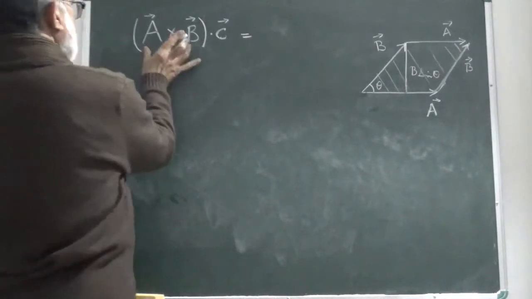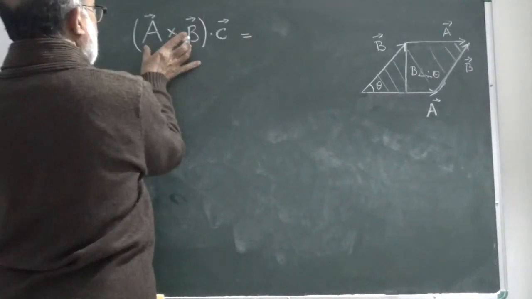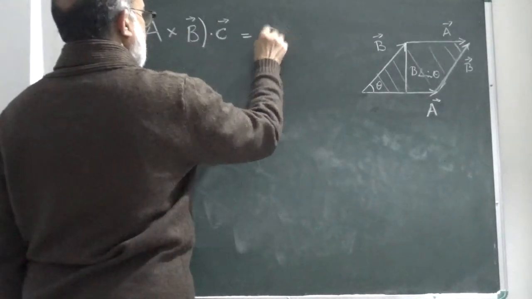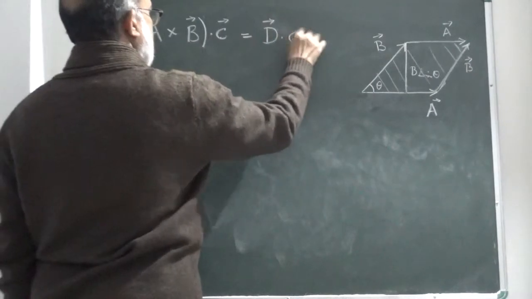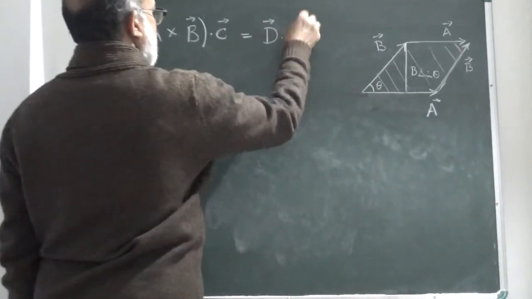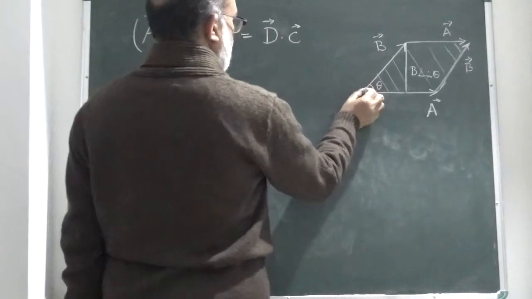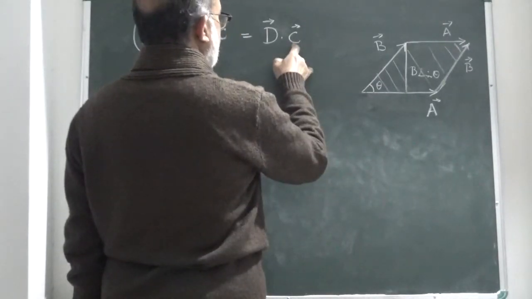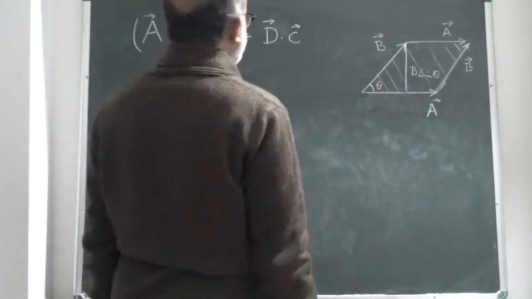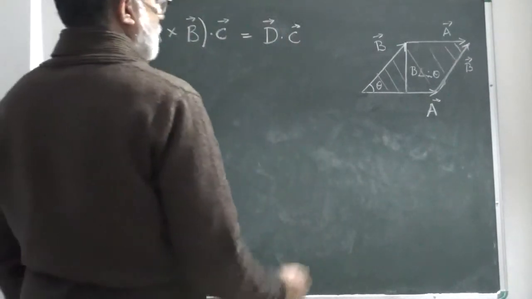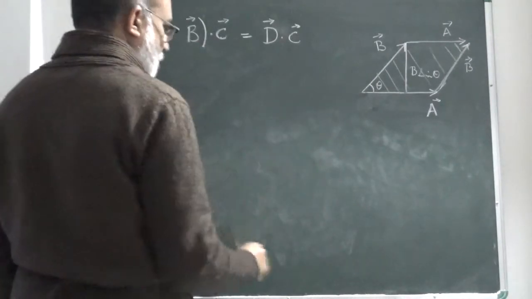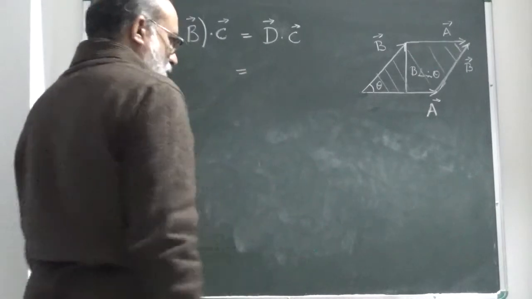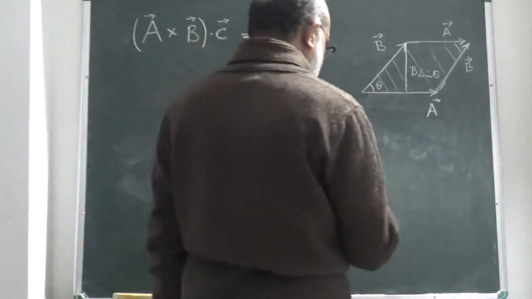What's the meaning of A cross B? Suppose A cross B is a vector, and that vector is denoted by D, and we take D dot C. So D will be along this direction, and C is a vector. Suppose C is in the third dimension.